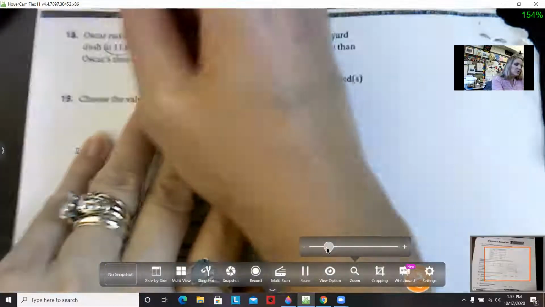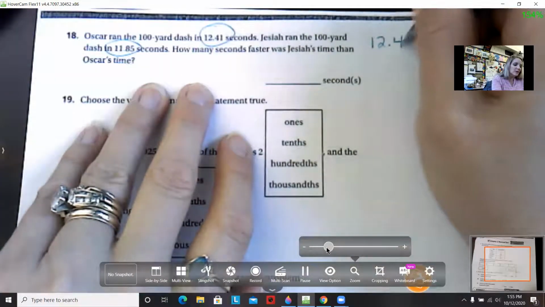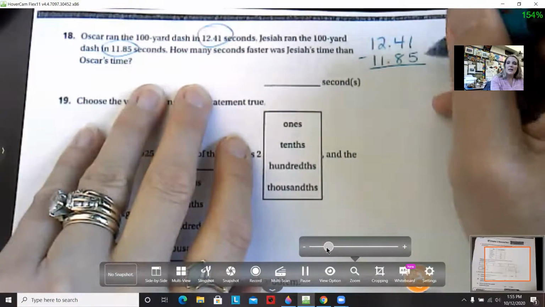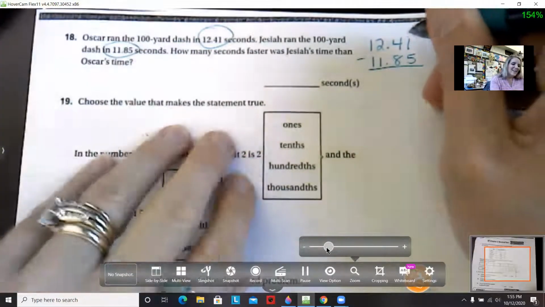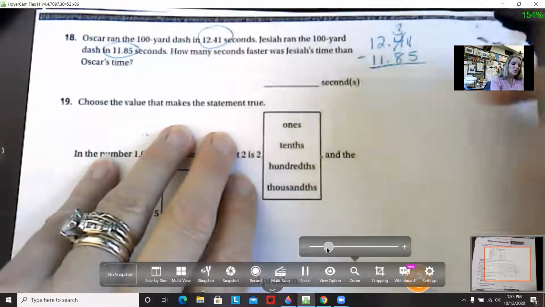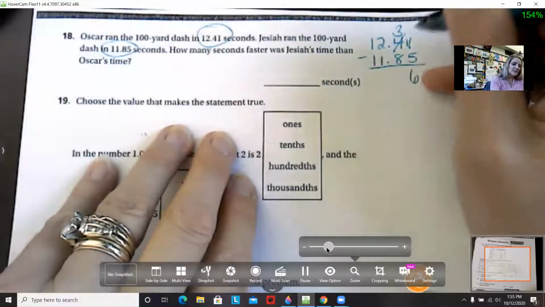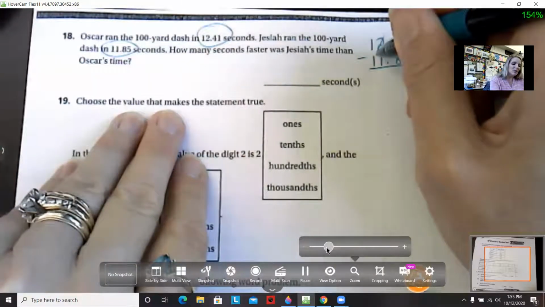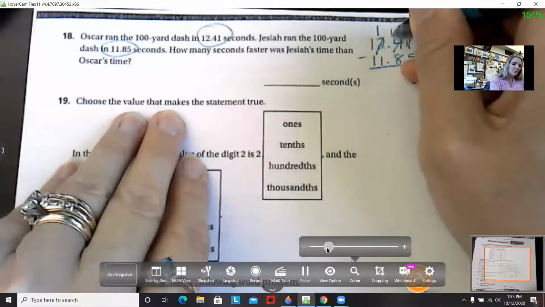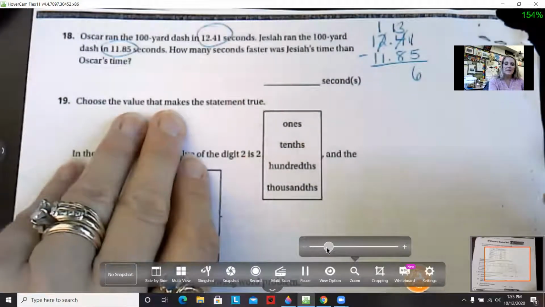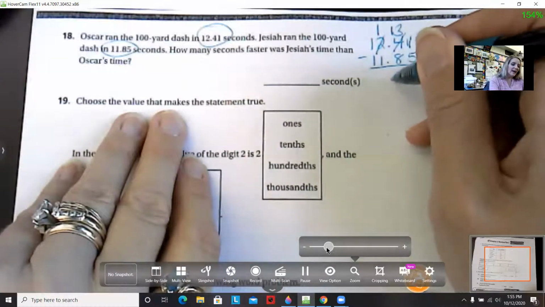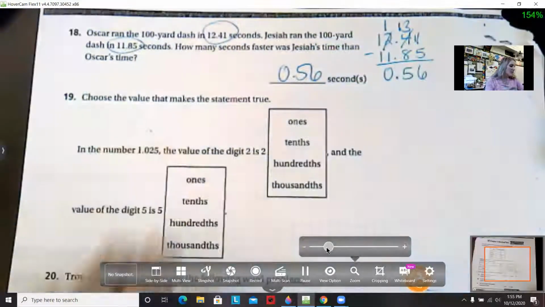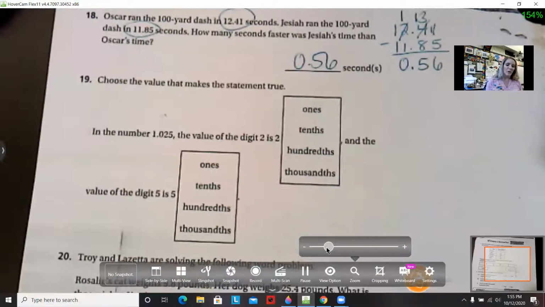When I take these two numbers, I have to put the largest one on top, 12 and 4100 minus 11 and 8500. Subtract, I can't take 1 minus 5. Hey, next door 4, can I borrow from you? Sure. 11 minus 5 is 6. I can't take 3 minus 8. Hey, next door neighbor 2, can I borrow from you? Sure, make me a 1 and put your 1 that you borrowed in front of your 3 to make 13. 13 minus 8 is 5, and 11 minus 11 is 0. So 56/100 of a second is how much one ran quicker than the other.